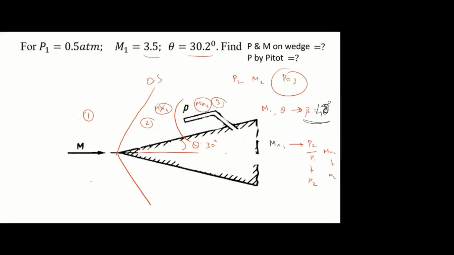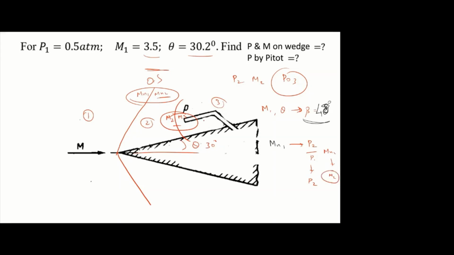One minute. This Mn2, Mn3 concept is only for the oblique shock. For the normal shock, we have to take the local Mach numbers, M2, M3. Only across the oblique shock do we take the normal component. Across the normal shock, it should be the local Mach number M2, M3. You should not take the normal component across the normal shock. Is that clear? Yes, sir. Understood, sir.